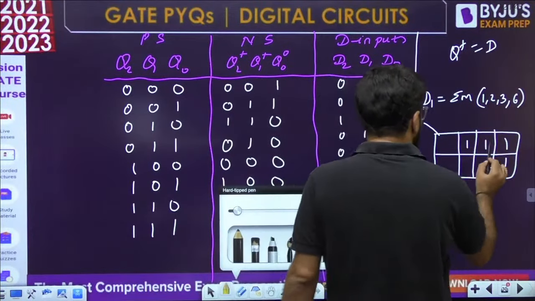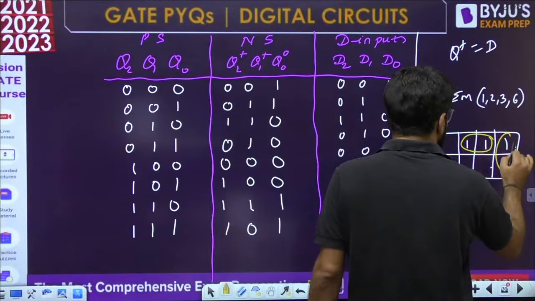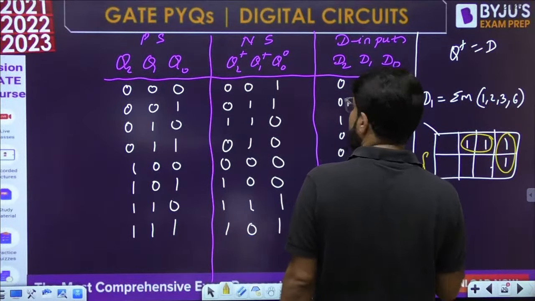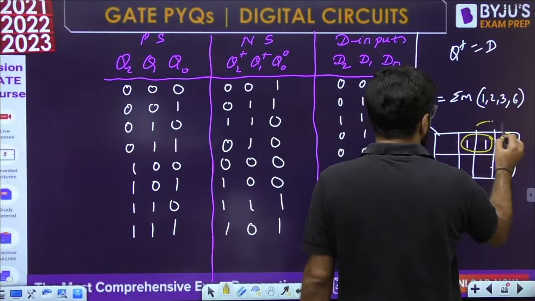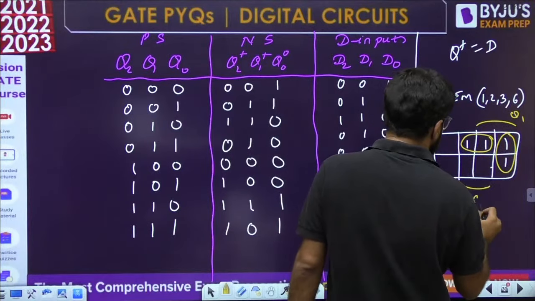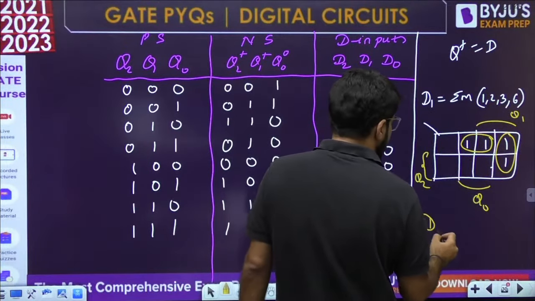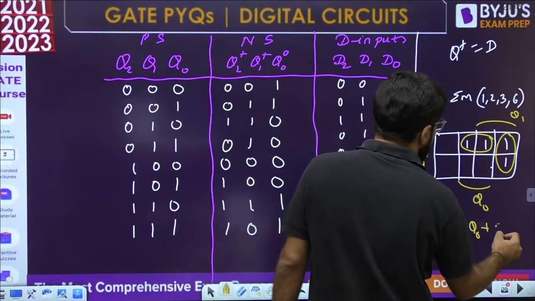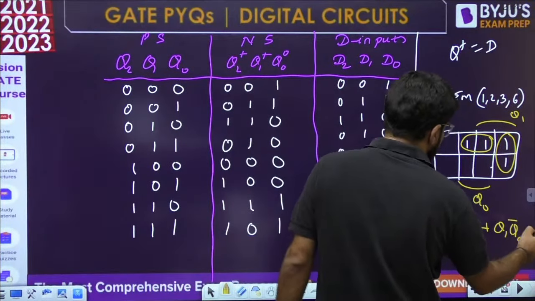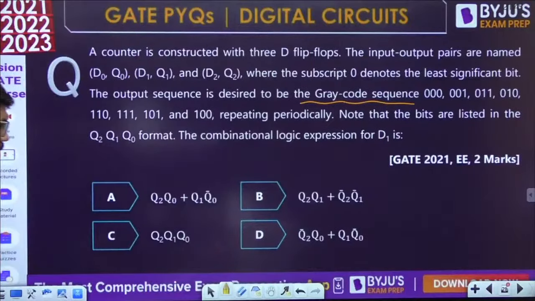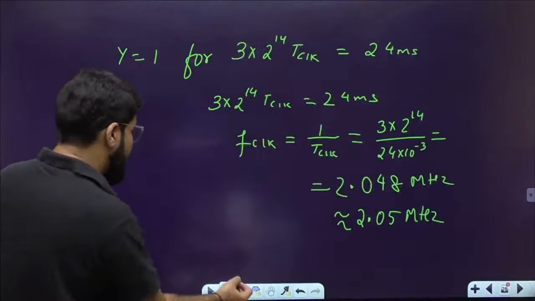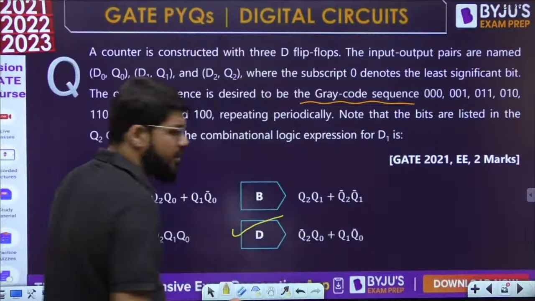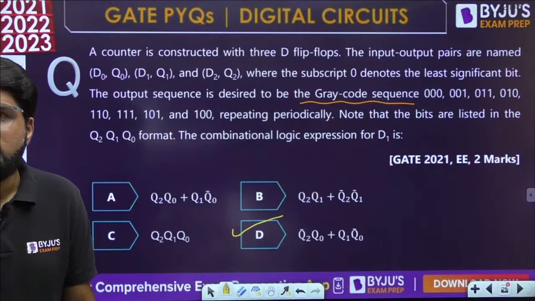Now let me do the pairing. This is a horizontal pair, this one is a vertical pair. I have taken the sequence of inputs to be Q2, this will be Q1, and this is Q0. So my answer for D1 has to be Q2 bar Q0 plus Q1 Q0 bar. Correctly, I am able to match option D. Very, very correctly, we are able to match option D.